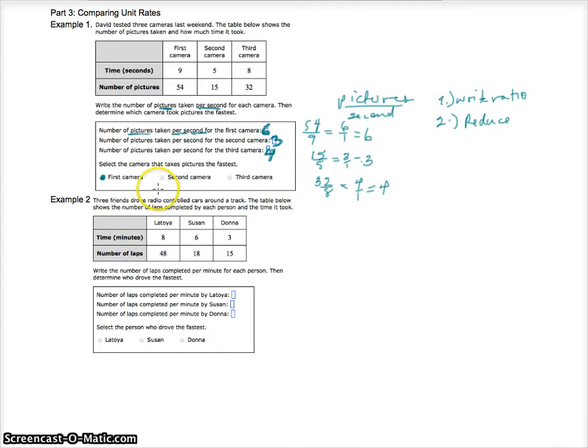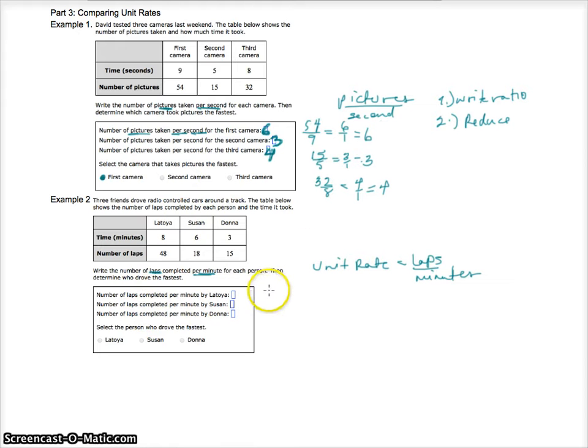Let's look at number 2. 3 friends drove radio-controlled cars around a track. The table below shows the number of laps completed by each person and the time it took. Find the unit rate, or write the number of laps completed per minute. So this unit rate is laps per minute. So our unit rate is going to equal laps over minutes. And here they repeat it over and over again.